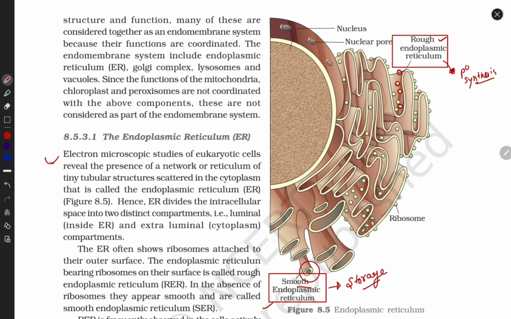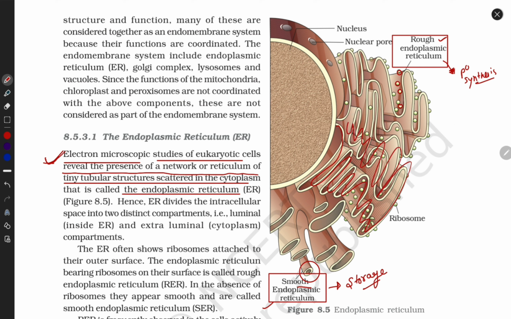Alright, so let's start reading NCERT. Electron microscope studies of eukaryotic cells reveal the presence of a network of reticulum of tiny tubular structures scattered in the cytoplasm, called the ER. They said that it is scattered in the cytoplasm and attached with the nucleus. ER divides the intracellular space into two distinct compartments, luminal and external. The inside is connected with the inside of the ER, and the external part is connected directly with the cytoplasm.